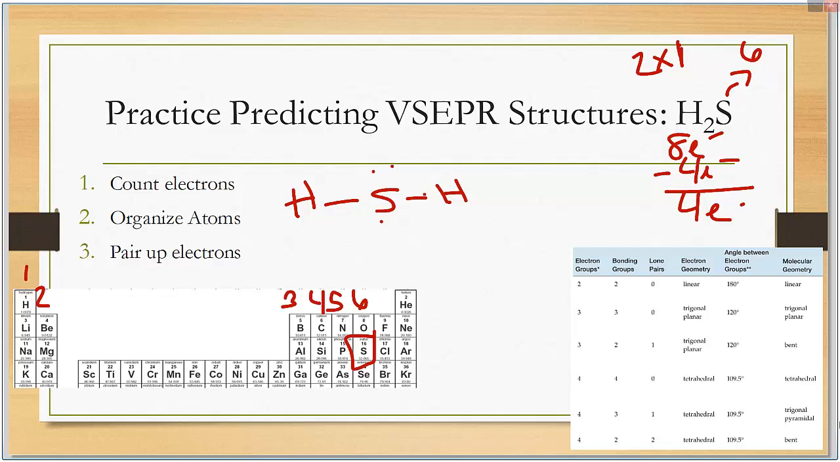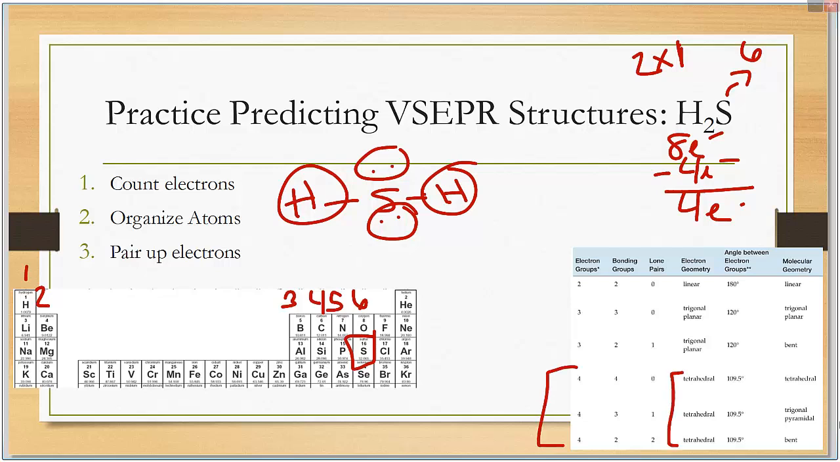Alright, so once again we have 1, 2, 3, 4 things coming off of it. So 4 groups puts us in the tetrahedral arrangement. From those 4 groups, we have 2 lone pairs. Therefore, it's going to be bent.